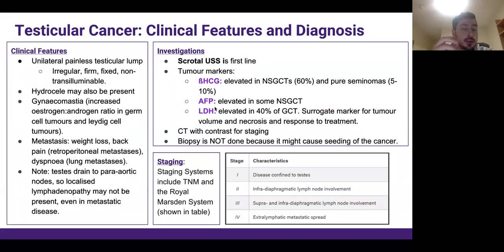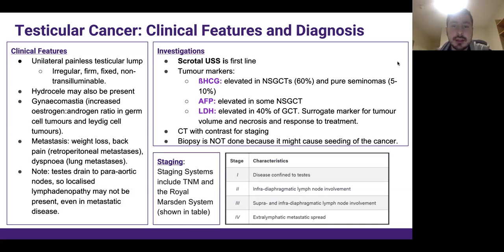What might you feel? You might feel a painless testicular lump. This will be irregular in size, firm, and fixed. It won't transilluminate like a hydrocele would. You might notice gynecomastia or signs of metastases. You might not notice lymphadenopathy, which is a feature of cancers in general, because the testes actually drain to the para-aortic lymph nodes. So you might not notice the lymph nodes around the groin.